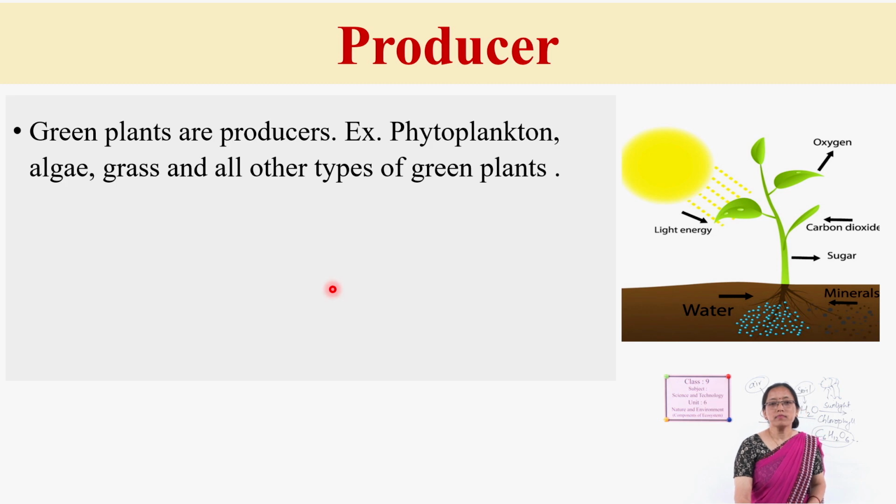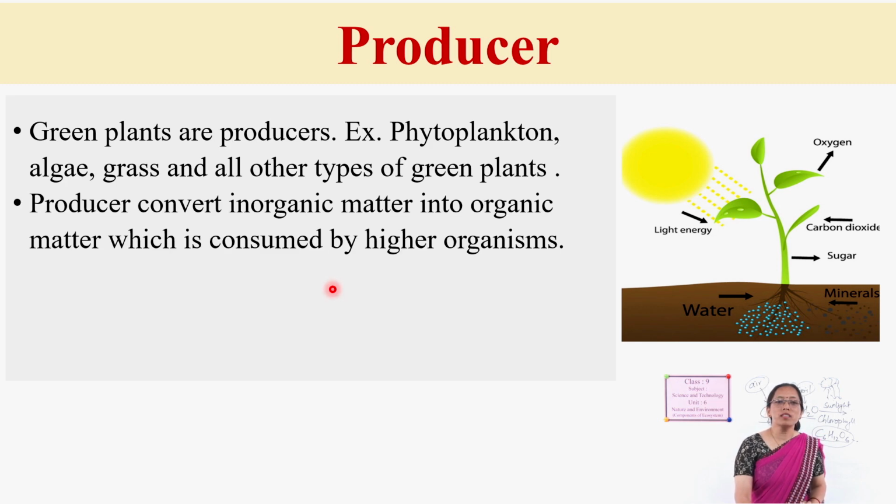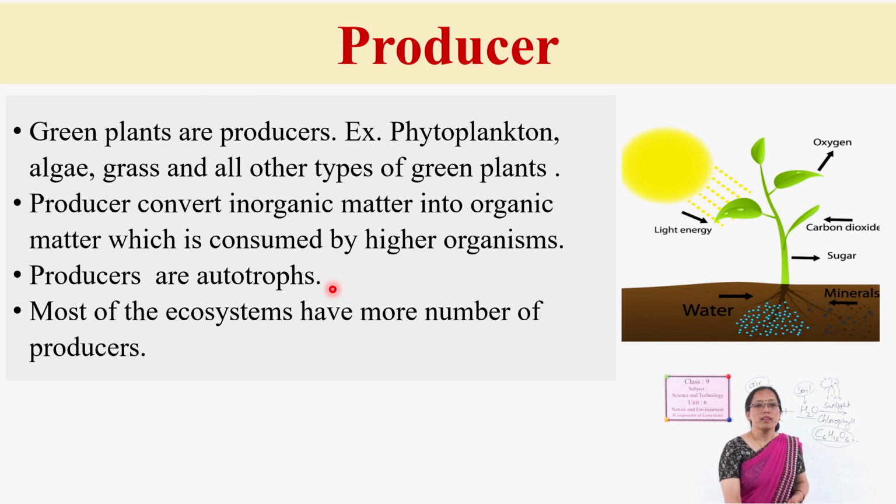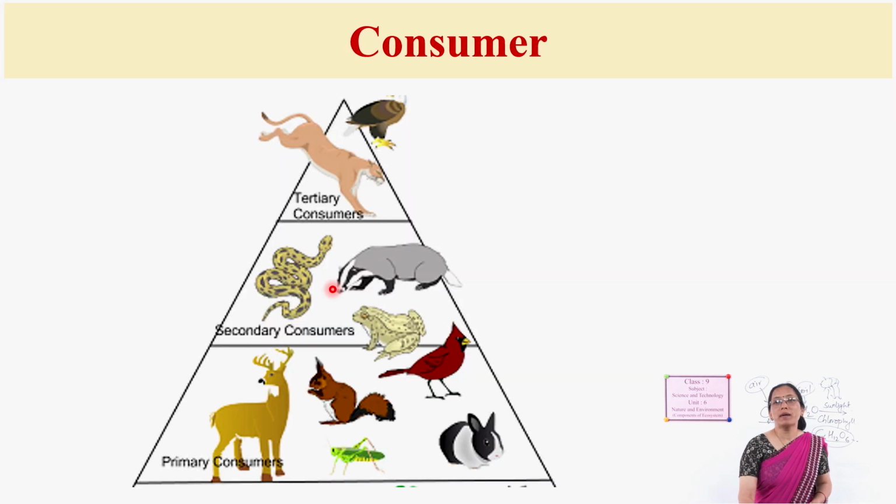Next, producers always convert inorganic matter into organic matter, which is consumed by all the organisms present in the ecosystem. As they convert inorganic compounds into organic compounds and prepare their own food, these are called autotrophs. Most ecosystems have a large number of producers and fewer consumers, as they have to provide food to each and every organism.